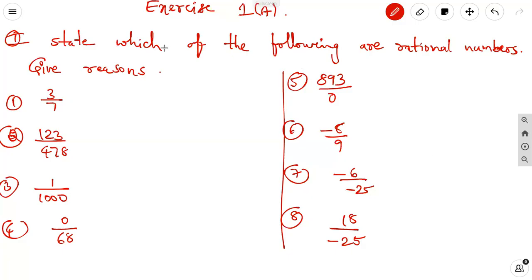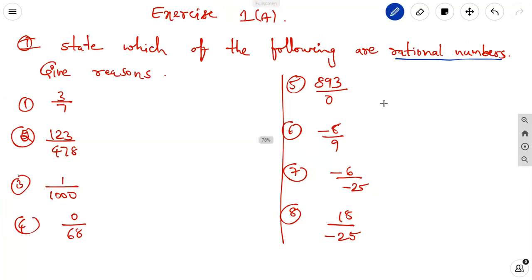Here, state which of the following are rational numbers. Give reasons. First, we get an idea of the rational number. What is the form of the rational number? The rational number form is Q equal to the set of a by b, or p by q, such that for all a, b belongs to integers, b should not be equal to 0. That is the condition of the rational number.